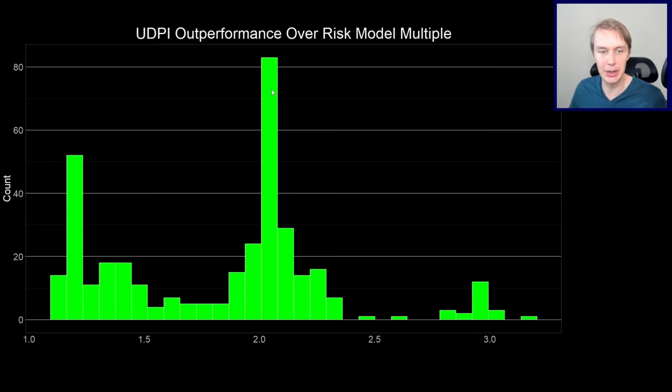And you can see the mode, the most common here, is right around 2x better, 100% better than the risk model. So I don't know about you, but this to me looks pretty convincing that there's a lot of outperformance happening by the UDPI. And in fact, it's always outperforming the risk model in this test.